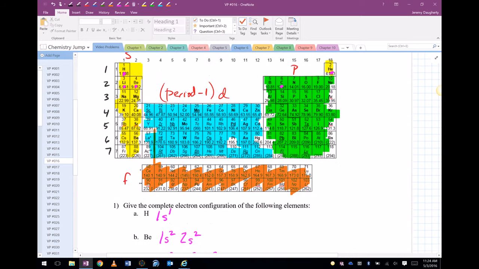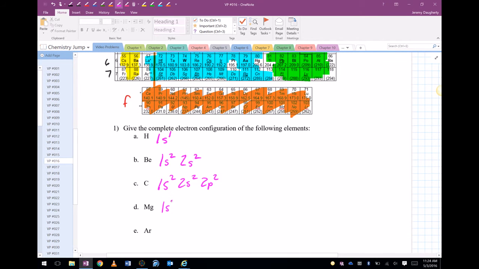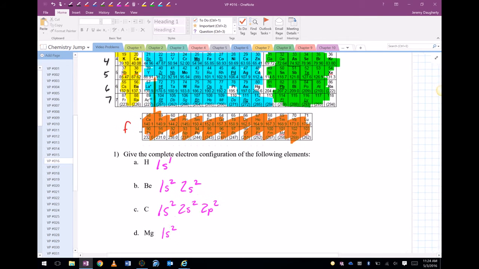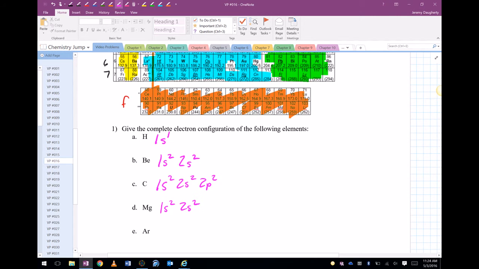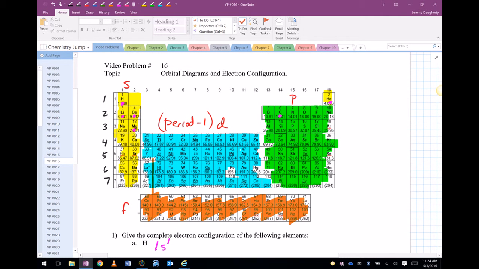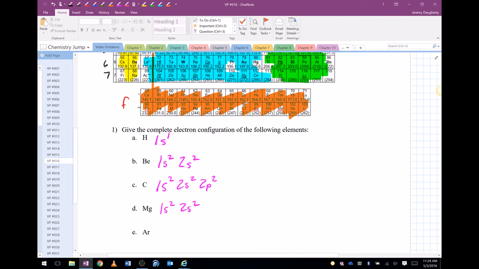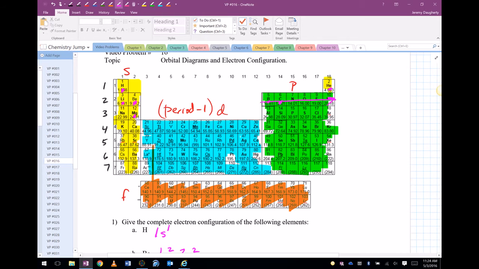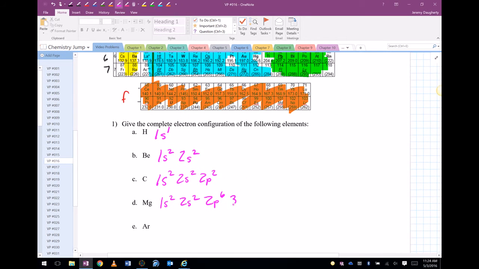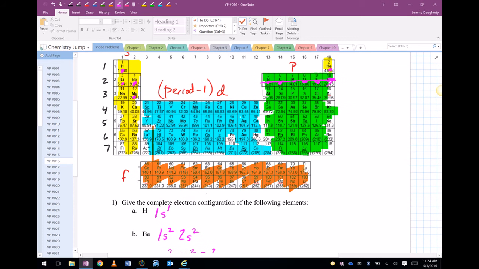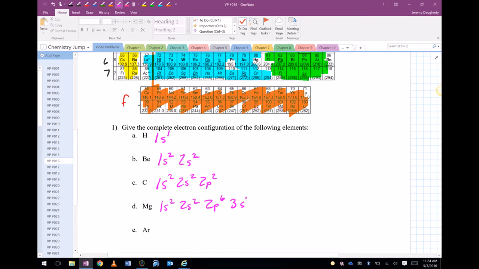We have magnesium down here, so we have to go through the first, the second, and through 3s. So going through the first period is going to be 1s2, so there's the first period done. The second period is going to be 2s2, which gets me now to right here, and now I need to go all the way through the p's, so that's going to be 2p6, because there's 6 of them. 1, 2, 3, 4, 5, 6, and then we end up at the third period now, and that's 3s2, because there's 2 in the S.